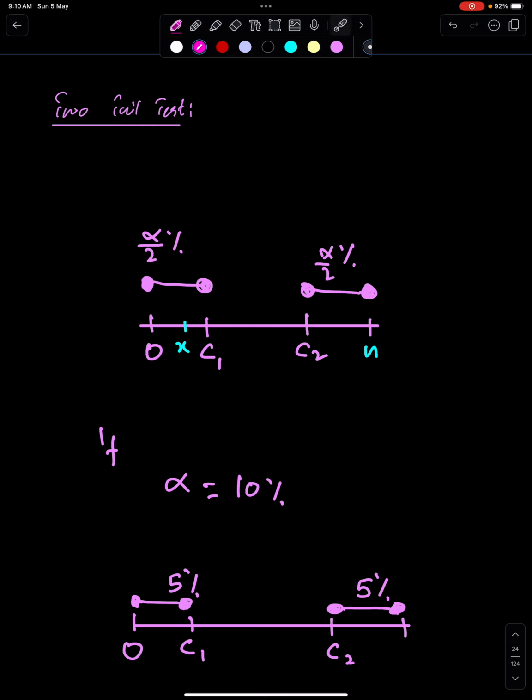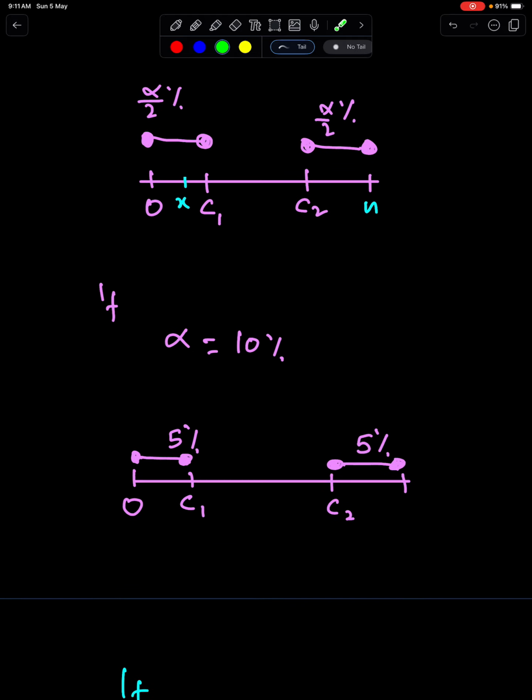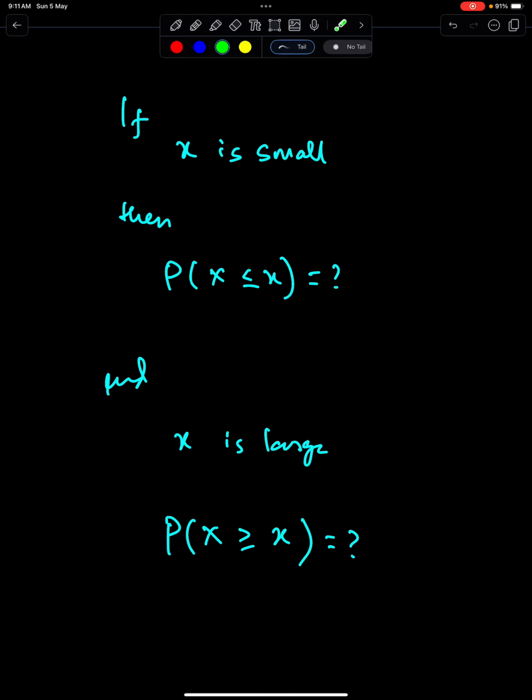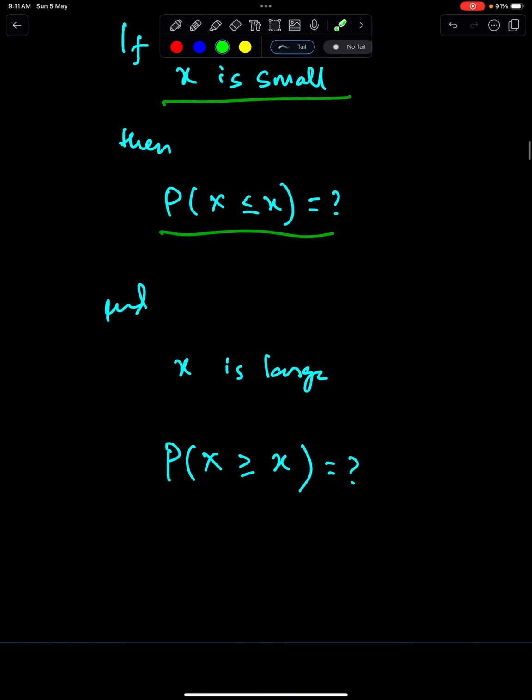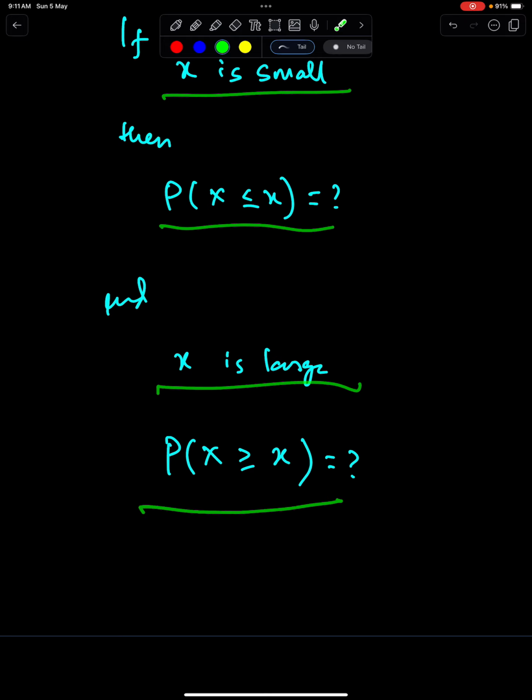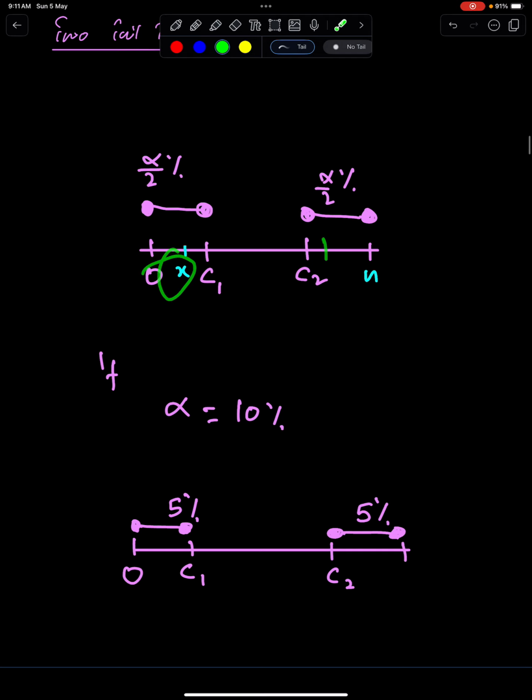The two-tail test. In the two-tail test, the critical region is divided into equal parts, here and here. Basically, the critical region is on both sides. And if alpha is, let's say, 10%, then you have to write 5% here and 5% here. If x is small, let's suppose x is 1 or 2, then we do the lower tail test. We find this probability, x less than or equal to x, if x is small. And if x is large, then we find this probability. And if x lies either here or here, then we reject H0.